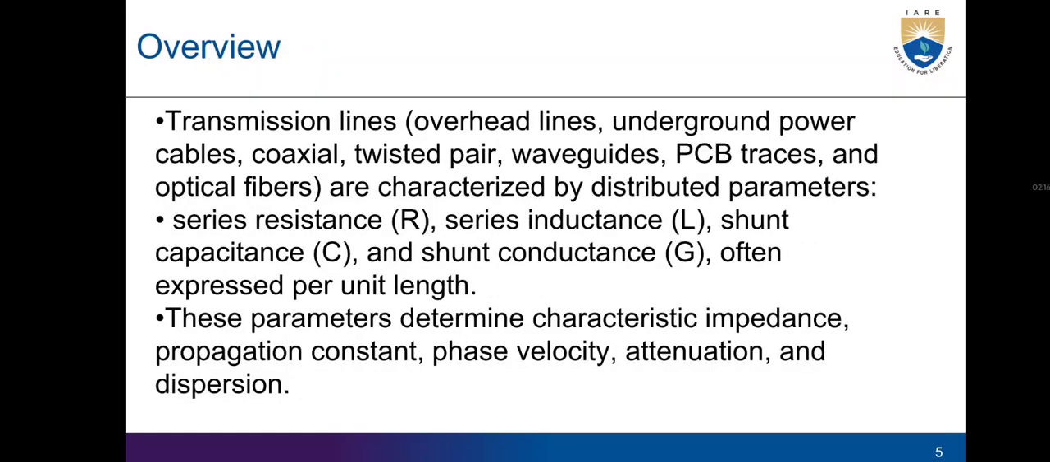Overview: transmission lines, overhead lines, underground power cable, coaxial, twisted pair, waveguides, PCB traces, and optical fibers are characterized by distributed parameters: series resistance, series inductance, shunt capacitance, and shunt conductance, often expressed per unit length. These parameters determine characteristic impedance, propagation constant, phase velocity, attenuation, and dispersion.